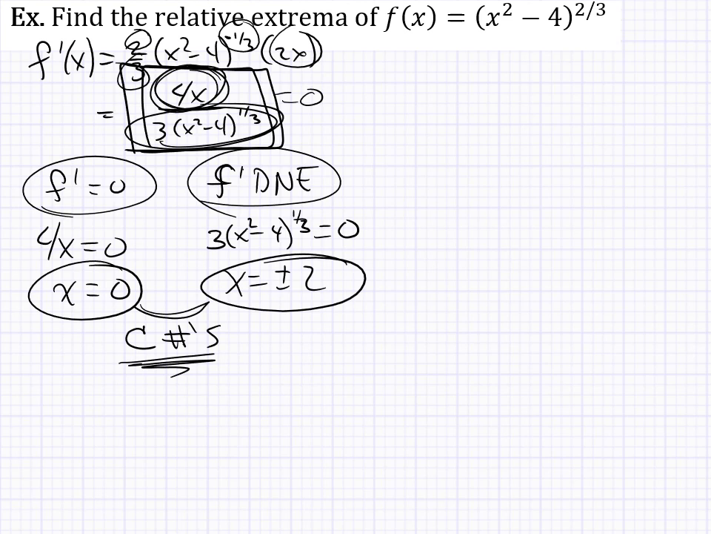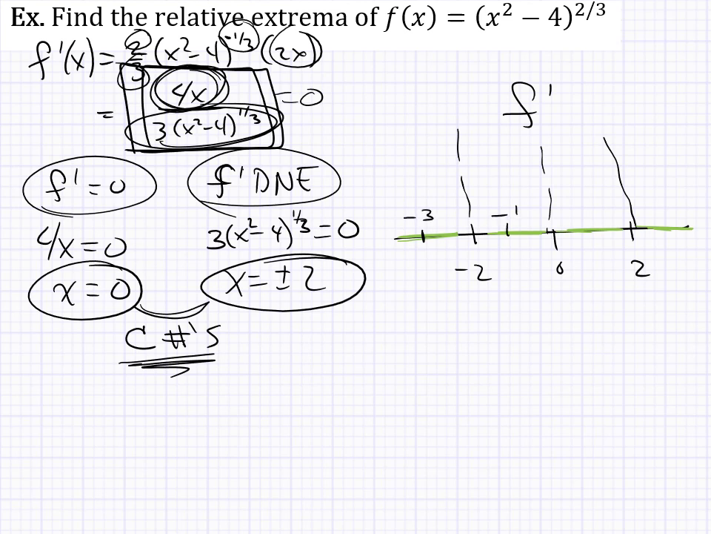Now, next thing I want to do is create a table that has these critical numbers laid out. That's my derivative table. It creates 4 separate intervals, and I'm going to test every single one. So I'll use, say, -3, -1, +1, and +3. That's just a single value in each one of these intervals. I could have picked any value I want. These are fairly easy numbers to work with.